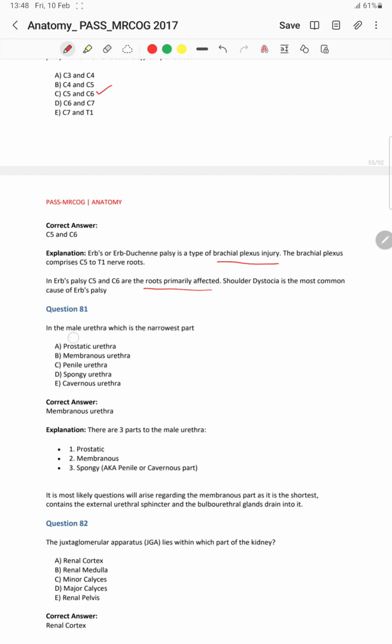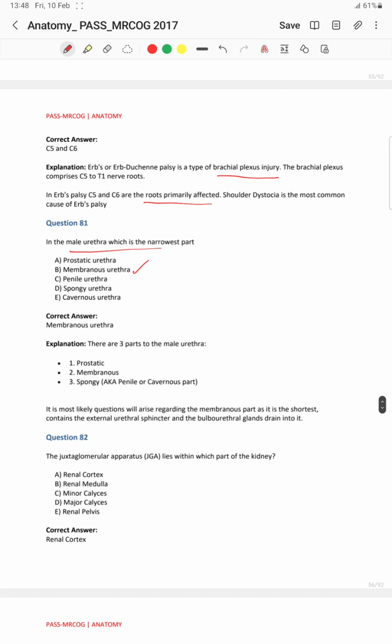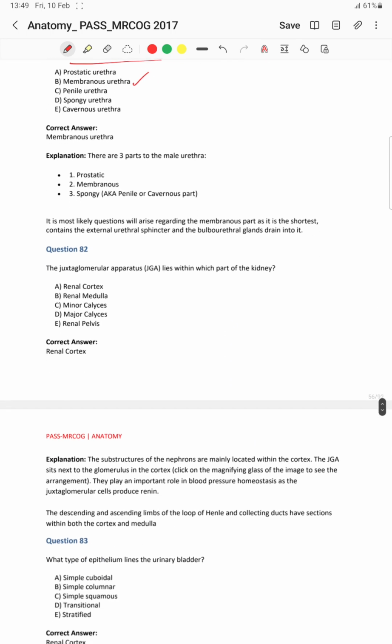Next question: in the male urethra, which is the narrowest part? This is the most asked question, and remember that it is the membranous urethra. The membranous urethra is the narrowest part of the male urethra. There are three parts of the male urethra: the prostatic, membranous, and spongy, which is also known as the penile or cavernous part. The most commonly asked question is regarding the narrowest part of the urethra, and the answer is the membranous urethra.